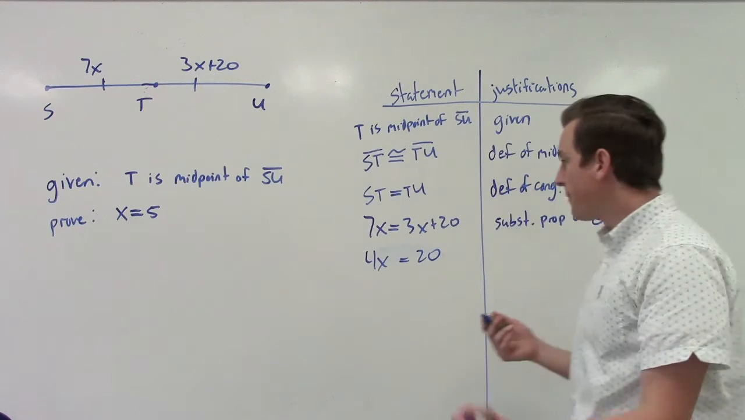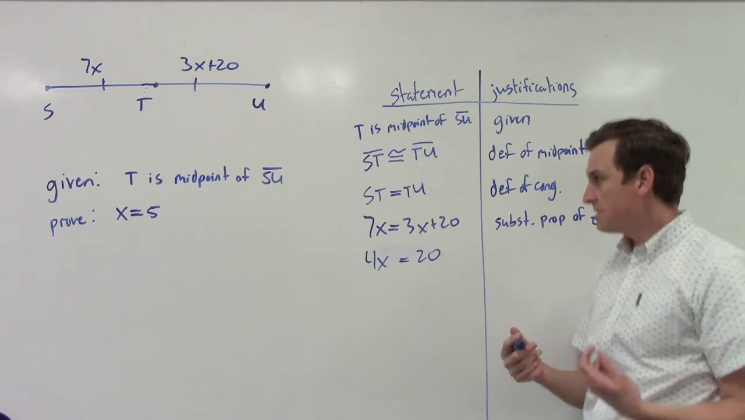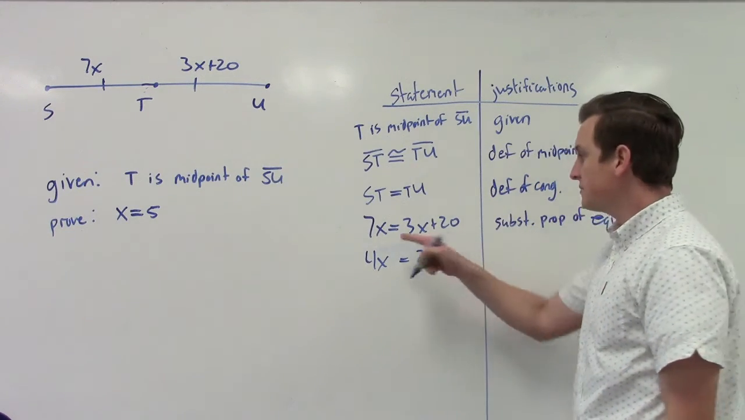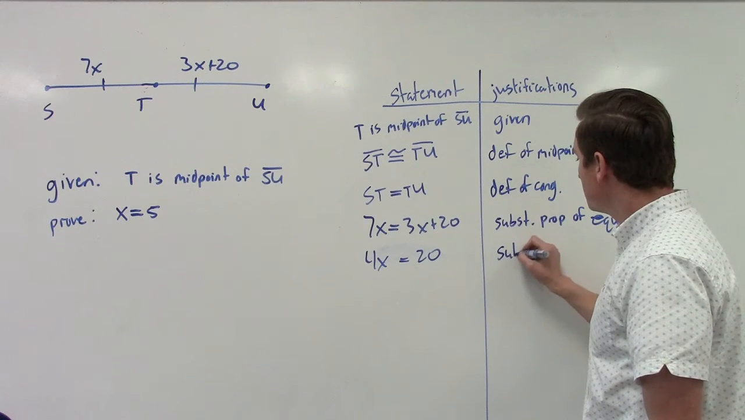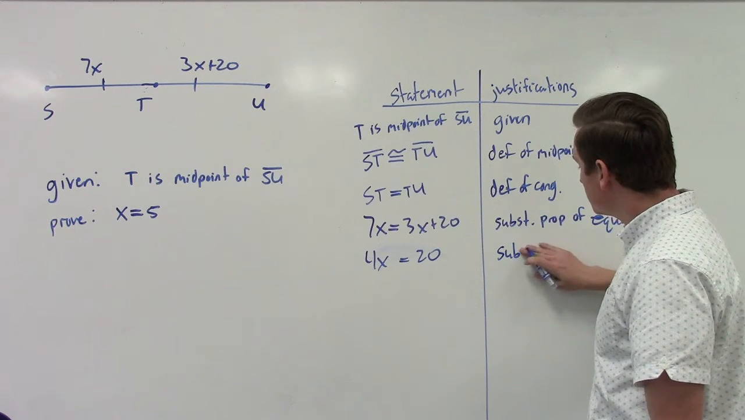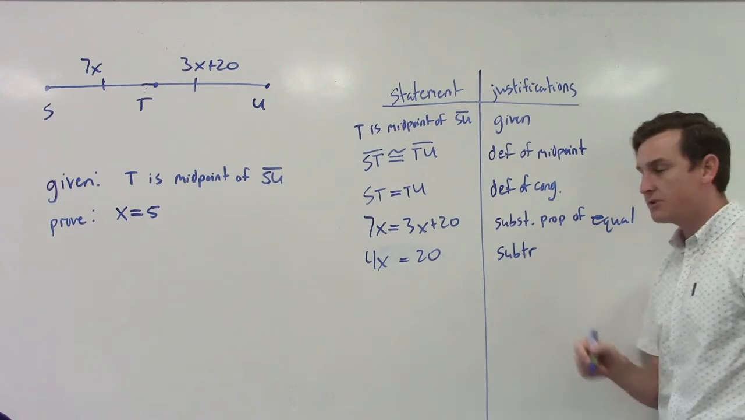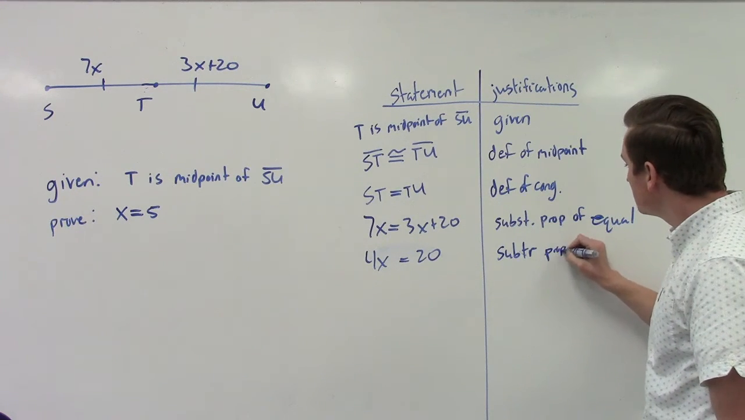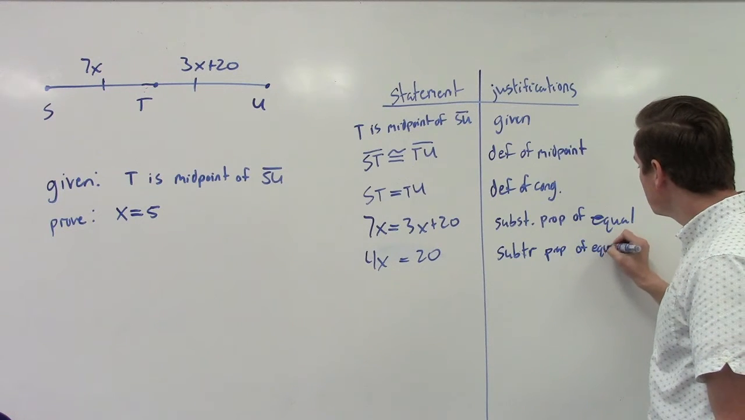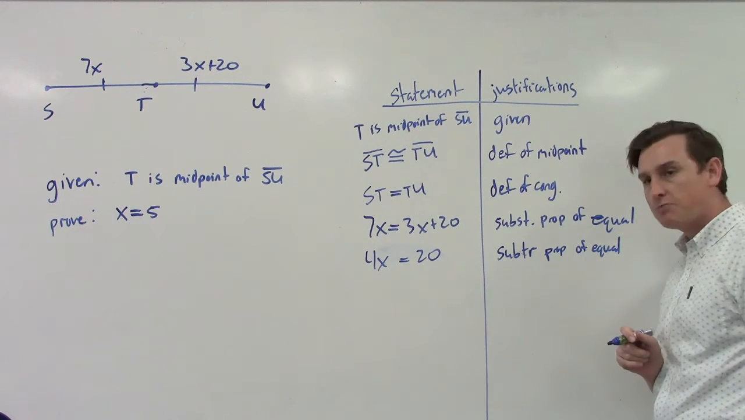Right? And what property was that? That was the subtraction property of equality because I subtracted 3x from both sides. So for subtraction, we'll do that. So substitution, subtraction. Okay, subtraction property of equality.